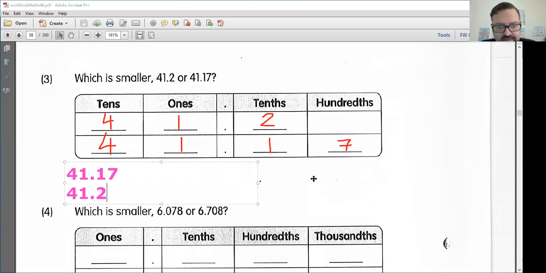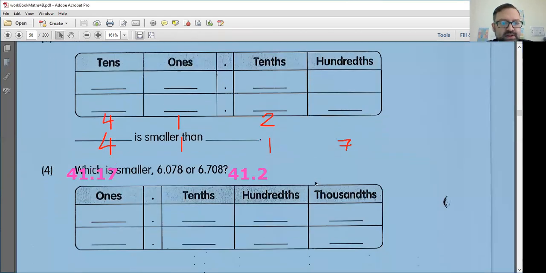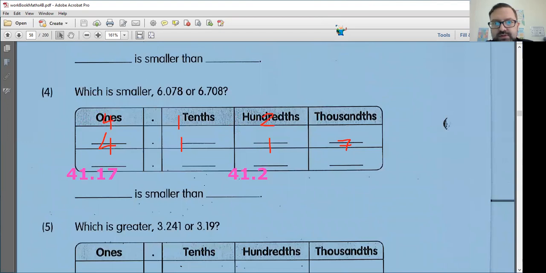Why? Well, let's just look at the tens column here. All right, the tens place, these are equal. The ones place, these are also equal. And as I said, it's very important we line up our decimal places, our decimal points. Let's look at the tenths place. All right, well, we have more tenths in 41.2, so therefore it is greater. So 41.17 is smaller than 41.2. Problem 4.